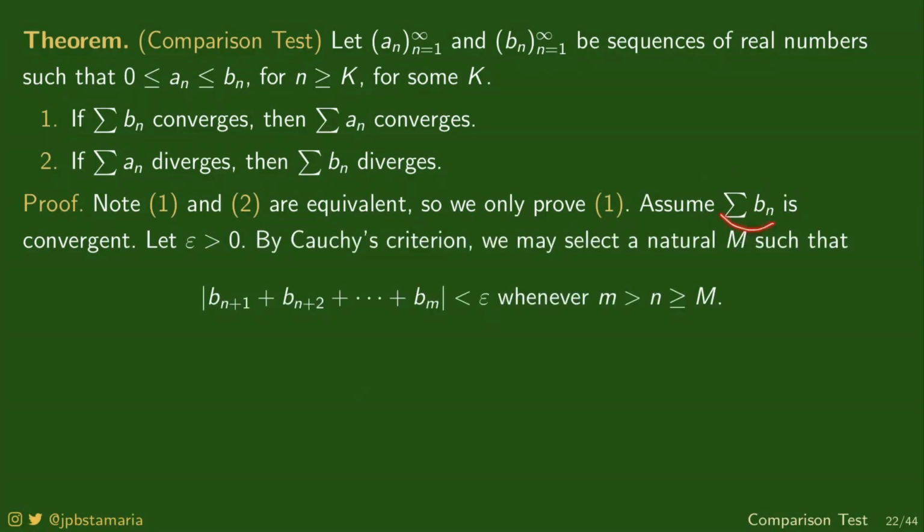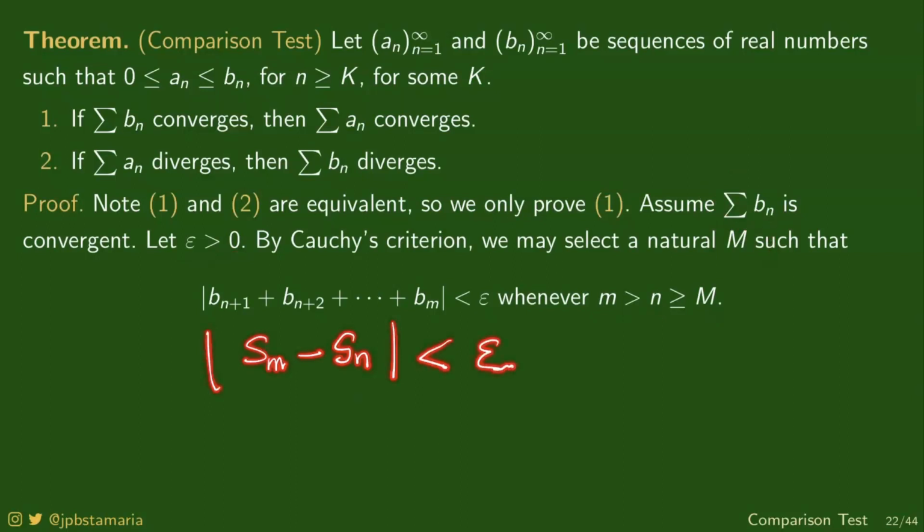Ano bang sabi ng Cauchy's criterion? Sabi ng Cauchy's criterion, pag may epsilon, merong isang natural number m, so that if you have two integers exceeding m, sabihin na lang natin mas malaki si m. Okay? Yung s sub m minus s sub n ay may absolute value na less than epsilon.